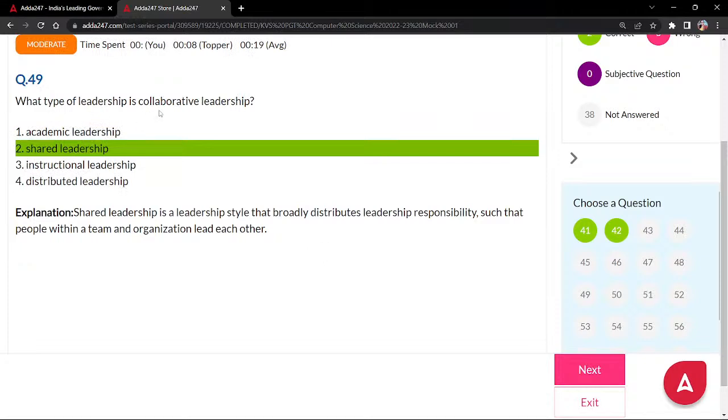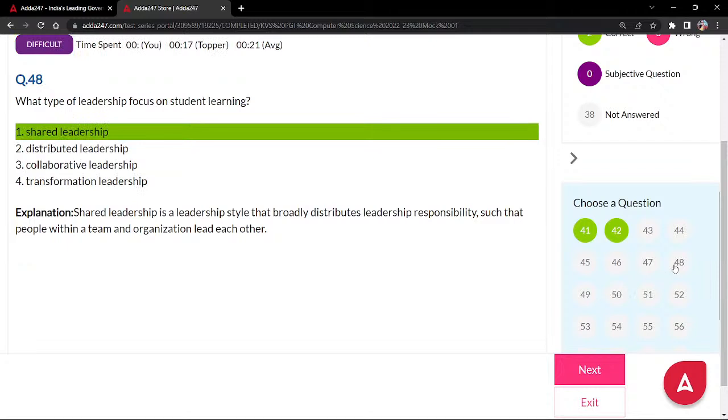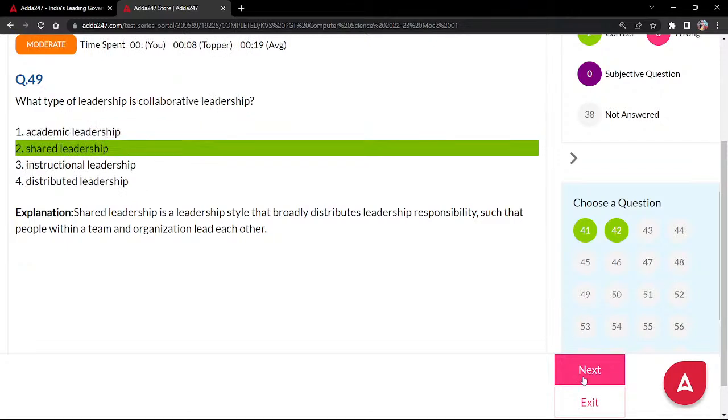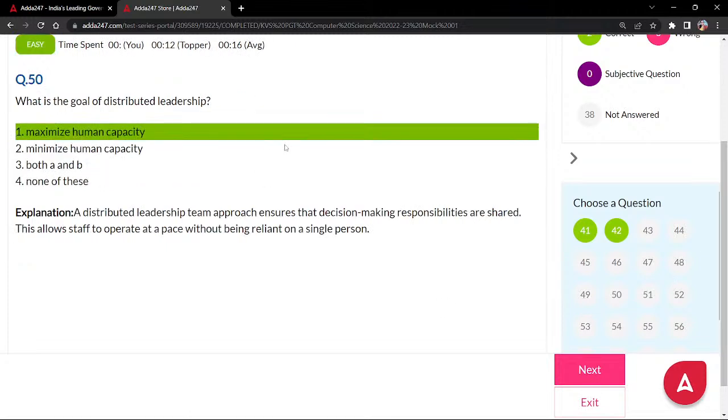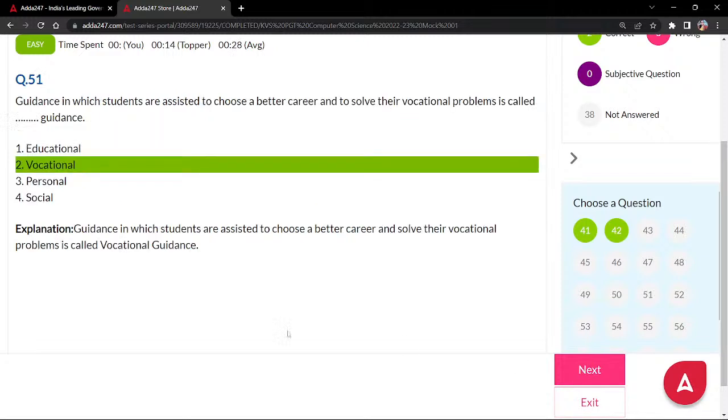Next, what type of leadership is collaborative leadership? So in the previous question also we learned about shared leadership. Shared leadership is a type of collaborative leadership, and shared leadership is focused on student learning. Next, what is the goal of distributed leadership? Maximizing human capacity is the goal of distributed leadership.